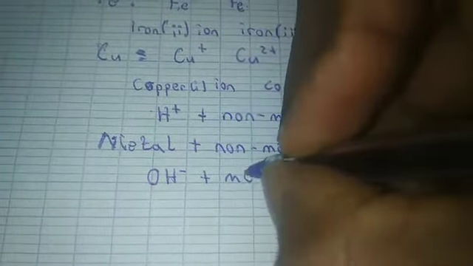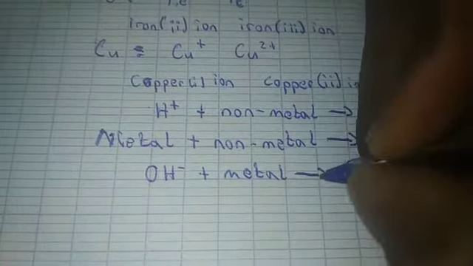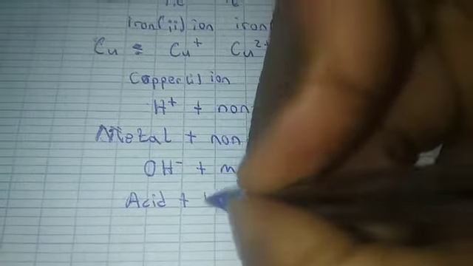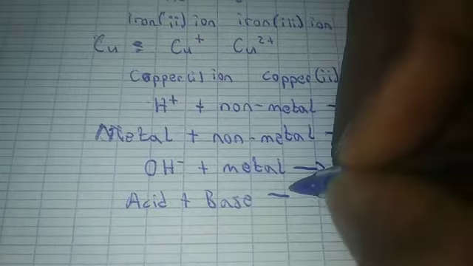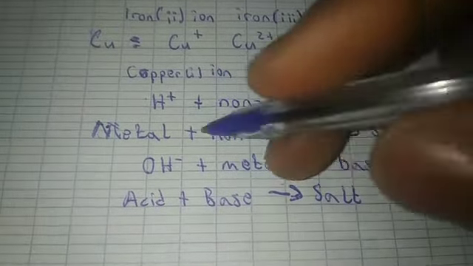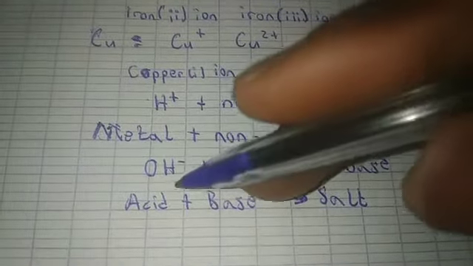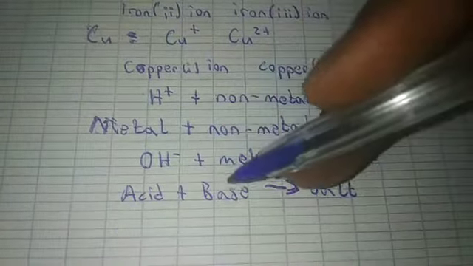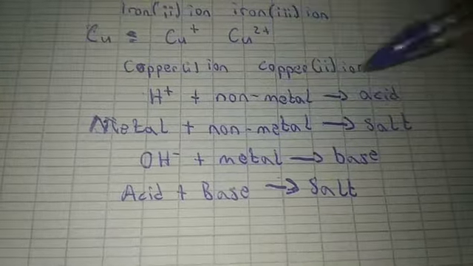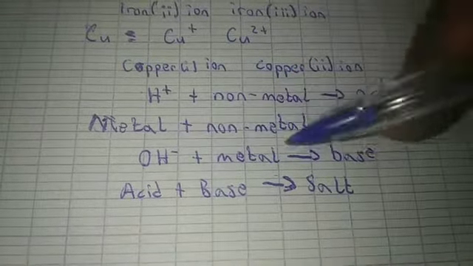which means a hydroxide ion linked to a metal gives us a base. And now an acid plus a base gives us also a salt. So notice there are two ways of getting a salt: a metal and a non-metal give a salt, and an acid and a base give a salt. To get an acid, you get the hydrogen proton plus the non-metal, and a hydroxide ion plus a metal gives a base.